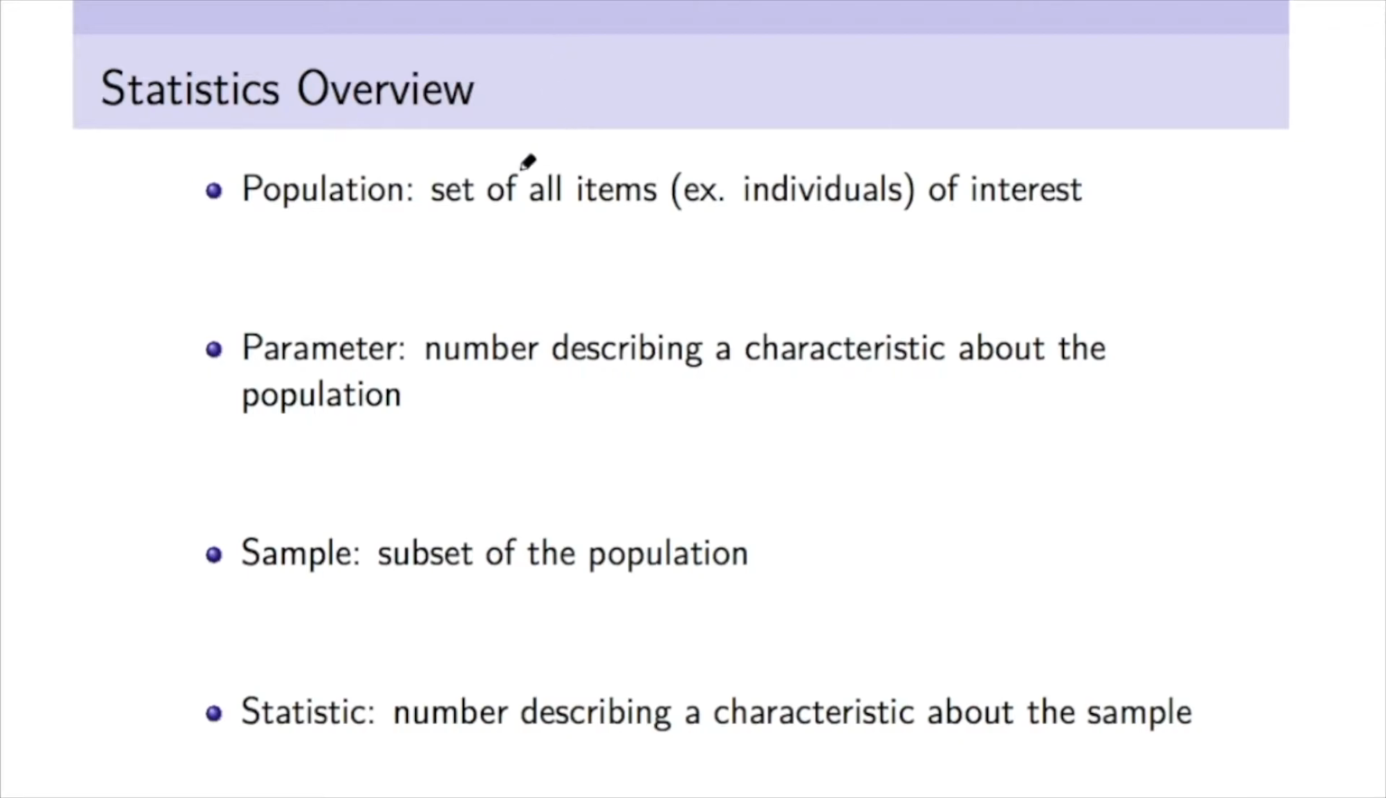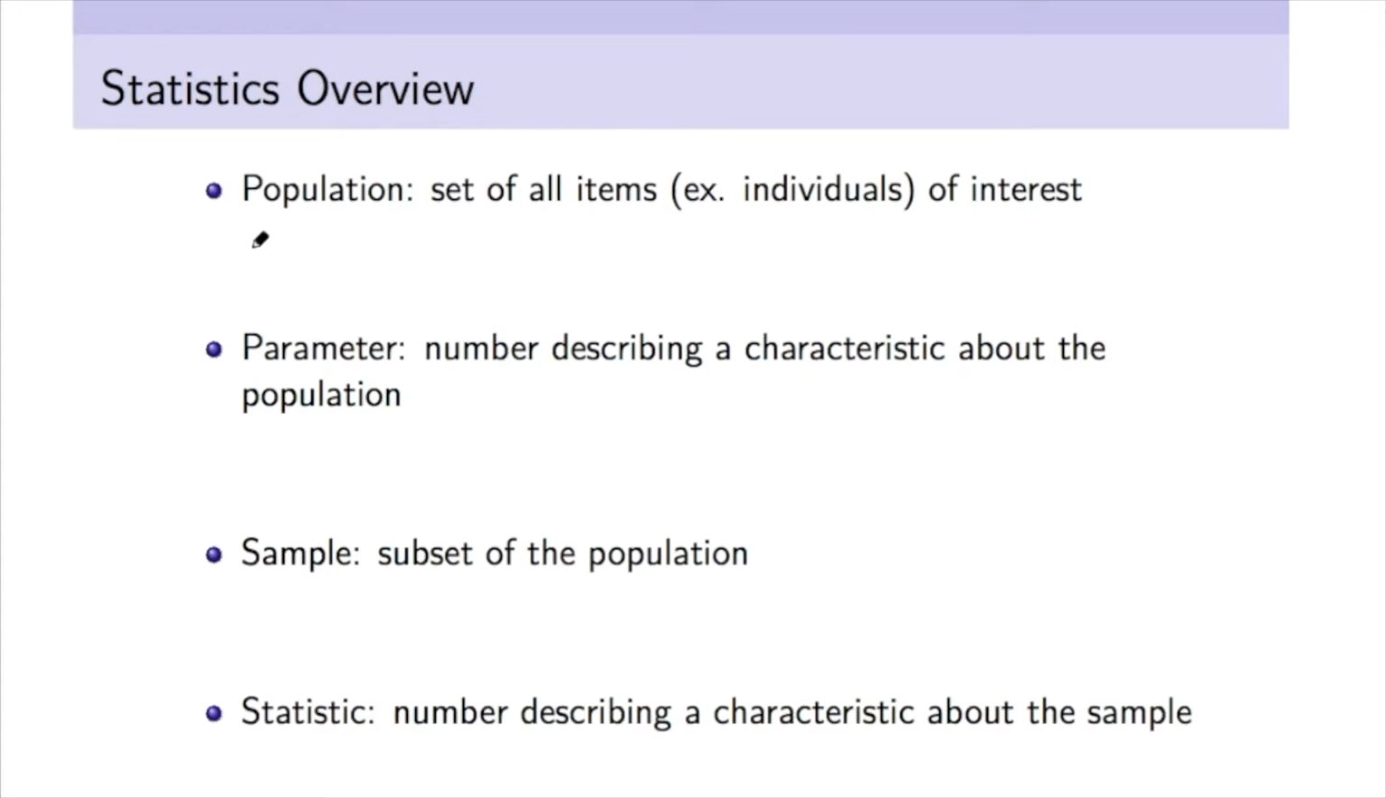So the first idea we're going to talk about is the concept of a population. The population is the set of all observations that we are interested in studying. The population is what we want to learn about. So for example, suppose we want to know the average salary of a data scientist. In this case, for this research question, the population of interest would be all data scientists in the world.